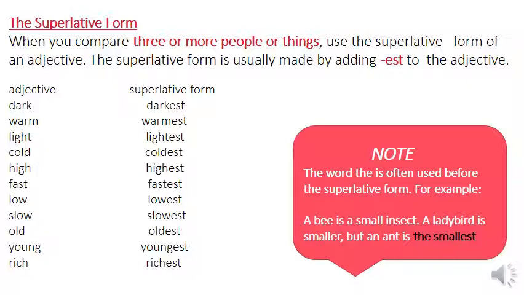The word that is often used before the superlative form, for example, I can say a bee is a small insect, a ladybird is smaller, but the ant is the smallest. So when I'm using the superlative form, I always use the and then the superlative adjective. So the smallest. Ali is the shortest student in class. Sally is the tallest student in class. So I always use the, then the adjective, and I add est.